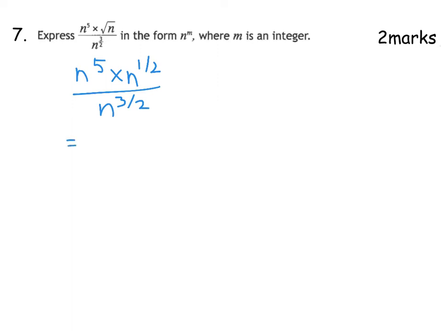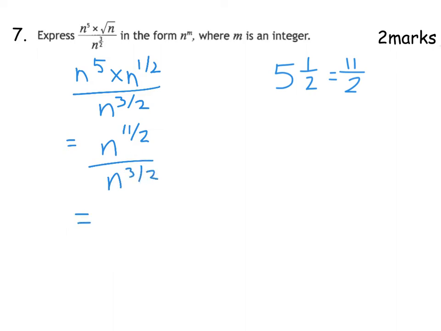So I'm going to do the top line first of all. So you're multiplying, so you add the powers. So 5 plus a half. If you're not sure, turn that into a top heavy fraction. 5 times 2 is 10 plus 1 is 11. So that would be 11 over 2. So I've got n to the power 11 over 2 all over n to the power 3 over 2.